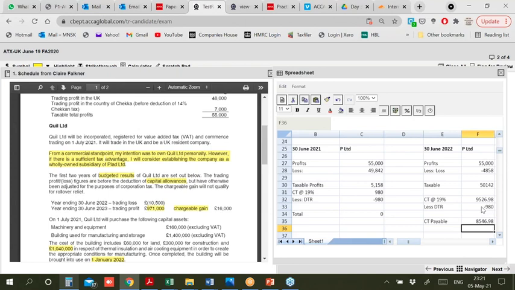And in the second year, only P Limited has to pay some CT. However, in first year, both companies do not have to pay any corporation tax. In the second year, only P has to pay some corporation tax.